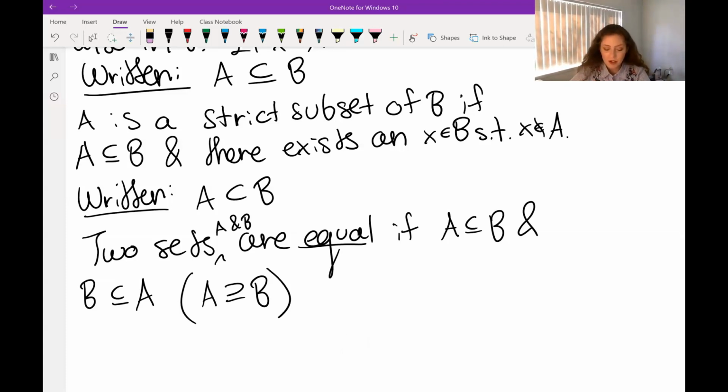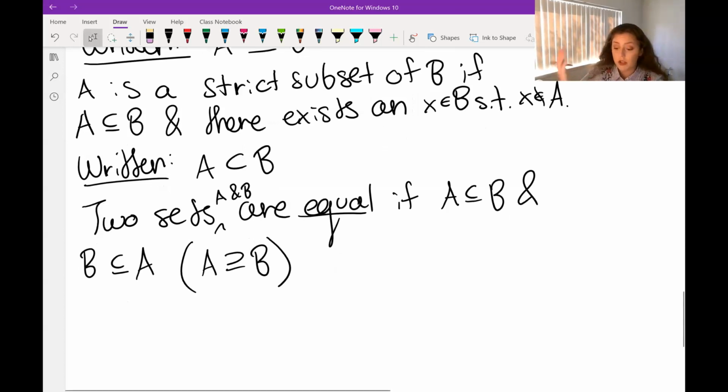Okay, so two sets are equal if they're both subsets of each other. That kind of makes sense, right? If these two bowls are the same, any element you find in here, you should be able to find in here, and vice versa. It also works the other way. If two sets are equal, then they're subsets of each other. And if two sets are subsets of each other, then they're equal.